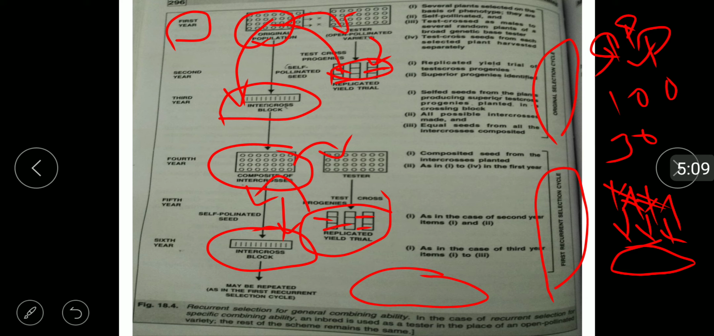Coming to specific combining ability, everything is the same, except that instead of a tester with a broad genetic base, we use a narrow genetic base. After evaluating, whichever plants show best, their selfed seeds are used in intermating, an equal amount of seeds is collected and grown. Like this we improve the population. This is all about recurrent selection for general combining ability and for specific combining ability.